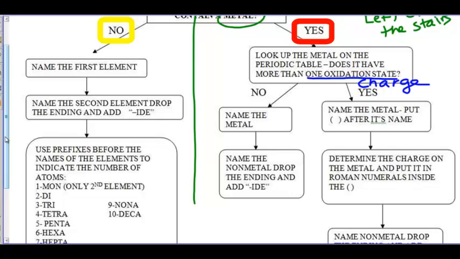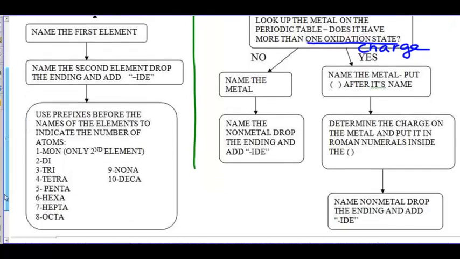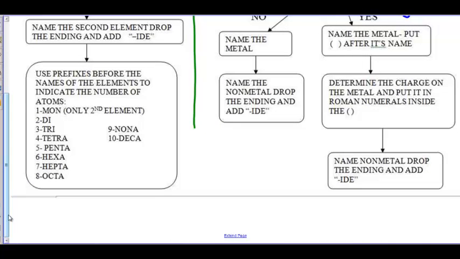So if your metal has more than one charge, you're going to name your metal and put parentheses after its name. Then you're going to determine the charge on the metal, and I'll show you how to do that, and put Roman numerals inside the parentheses that represent that charge, that number. And then you will name your nonmetal, drop the ending, and add IDE. So really the only difference is if there's more than one charge in the box, the metal should have parentheses after its name with the charge that it has in Roman numerals.